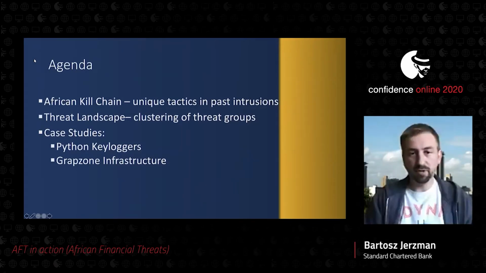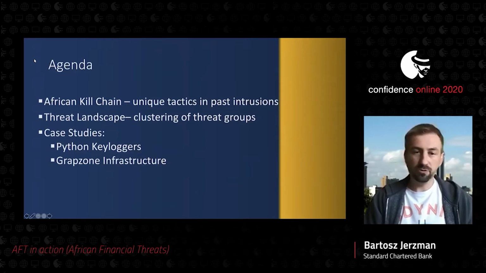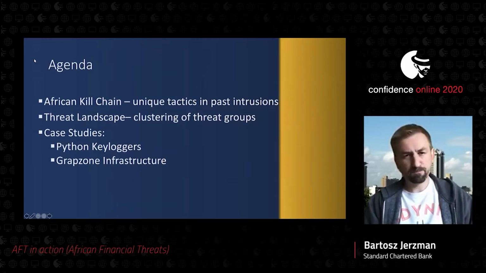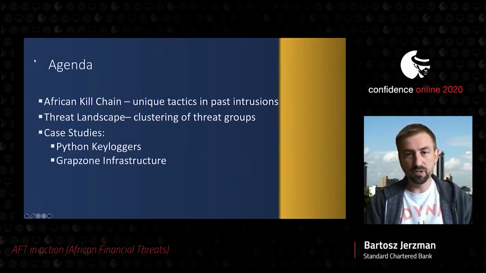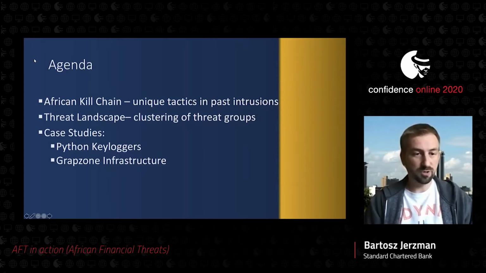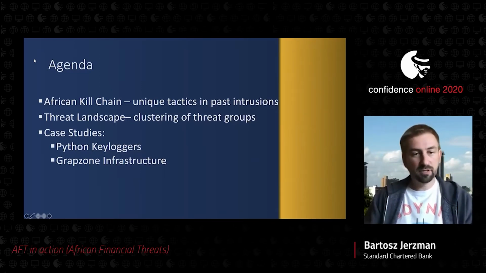learn what differentiates those groups and how we can cluster them, because although there is one common African kill chain, those groups also differ from each other, and we'll try to understand how they could be clustered. We'll also learn about the history of the development of those groups, what happened in the past, to understand the current threats. And lastly, the third part would be two case studies, more focused on Python keyloggers, and also the analysis of capabilities and infrastructure of one of the threat groups named GrabZone.